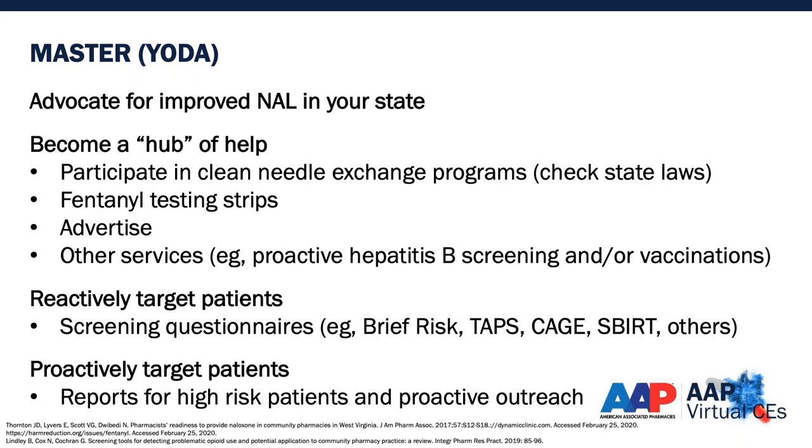Proactively target patients. So the first one is reactively, where you wait for patients to come in, and then once you see them, you act accordingly. Or you can even proactively target patients. So imagine if you ran a report of all the patients at your pharmacy who consistently receive opioids with a morphine equivalency greater than 50 or 90 or whatever dose cutoff you want to use. Or you ran a report for all patients who are co-prescribed opioids with benzodiazepines. And then you proactively reached out to them and offered them a naloxone prescription. Okay. These are all things you can do to really enhance, and it works on, again, becoming a hub of help in this situation.